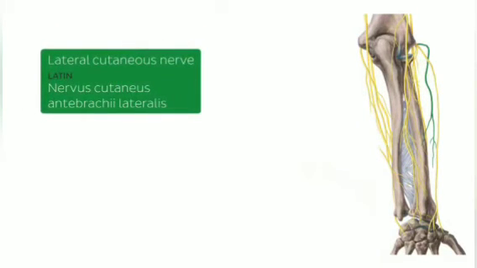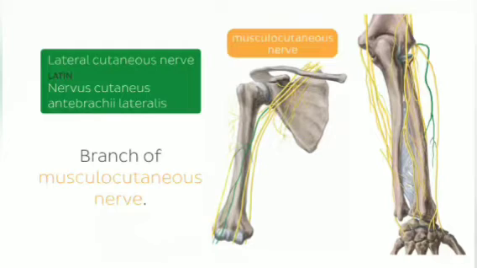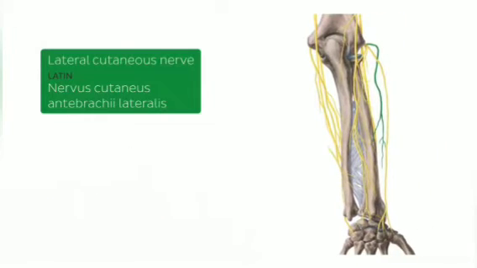Now we're going to talk about the different nerves, and the first one that we're seeing here highlighted in green is known as the lateral cutaneous nerve. Now, the lateral cutaneous nerve of the forearm is a branch of this nerve that you see highlighted in green, the musculocutaneous nerve. It passes behind the cephalic vein and divides opposite the elbow joint into volar and dorsal branches.